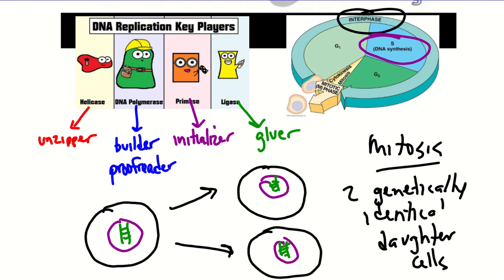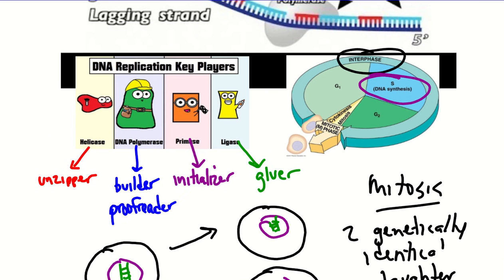Now, in order to make this happen, we have a couple players. And those players, notice how they all end in ASE. Remember, these are enzymes. So there's three major enzymes that we're going to focus on, but we'll also talk about a fourth that doesn't really get talked about as much, and understanding how one DNA molecule becomes two.